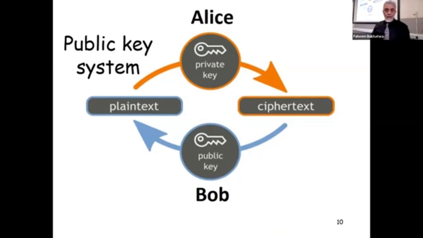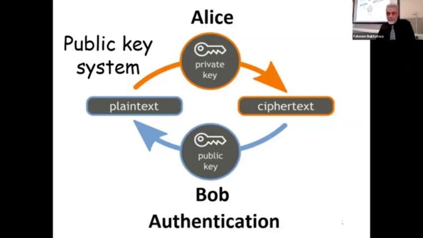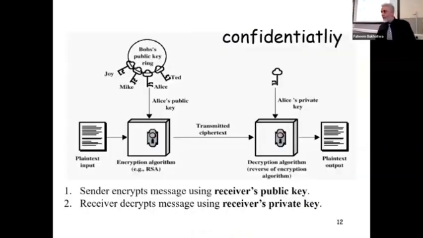If you want to send an authentic message, the sender takes the plain text message, uses his or her private key to encrypt it, and the receiver uses their public key to decrypt it. And that message is not confidential. Everybody can read it because Bob's public key is used to decrypt it, and everybody has Bob's public key. So it can be used for confidentiality or authenticity.